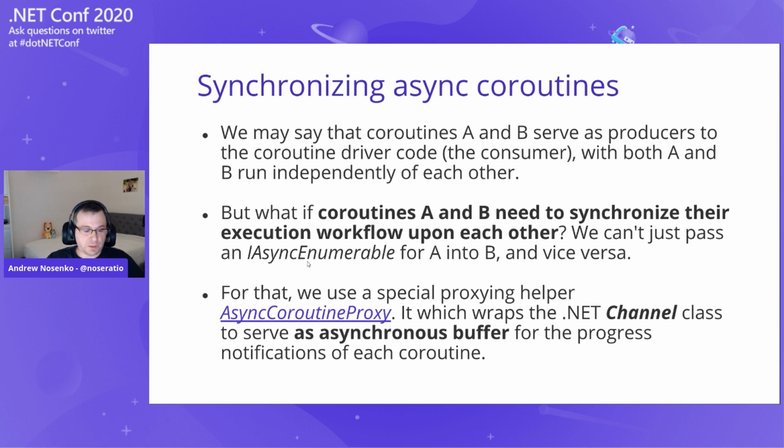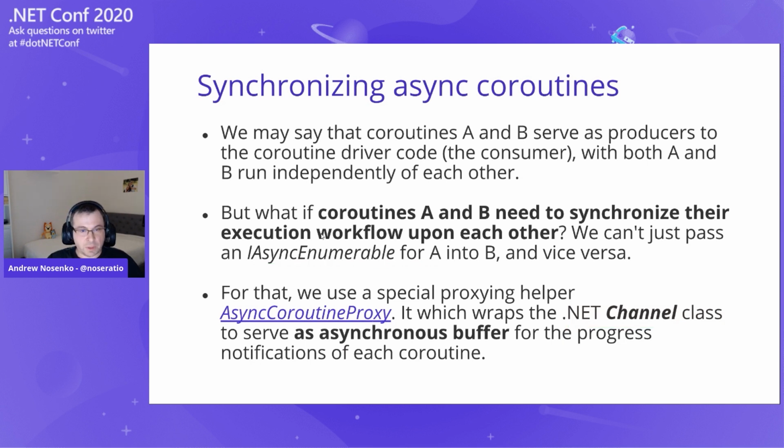We can't just pass the IAsyncEnumerable for B into A and vice versa. We can't do that, so we need some kind of buffer. I came up with a special helper class for that, called AsyncCoroutineProxy. It wraps a very awesome .NET Channel class, which we'll talk about a bit later, as an asynchronous buffer for buffering progress notifications of each coroutine.